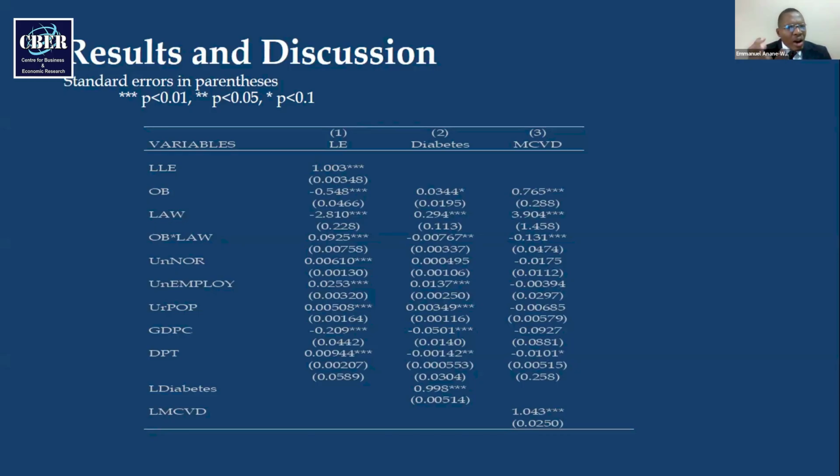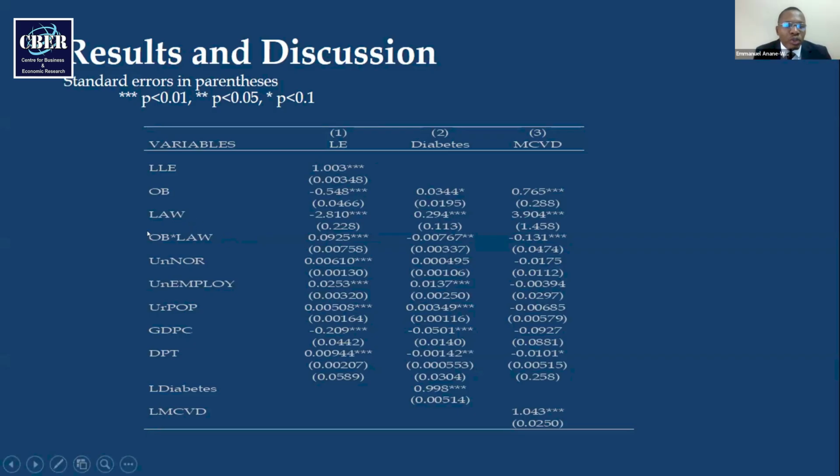Now, the purpose of our research is, can regulatory institutions help? So let's find out the outcome of that. The mediating or moderating role of regulatory institutions through obesity. What is the effect on our three health outcomes? Now, if you look at OB interacting with law, let's find out the results. We realize that if regulatory institutions moderate obesity, there are positive effects on health.